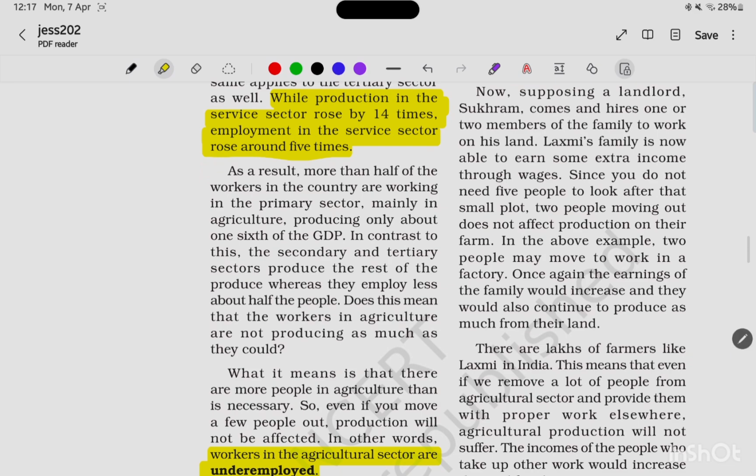Now, suppose the landlord Sukharam comes to hire 1 or 2 members of the family to work on his land. Lakshmi's family is now able to earn some extra income through wages. Since you do not need 5 people to look after that small plot, 2 people moving out does not affect production on their farm. In the above example, 2 people may move to work in a factory. Once again, the earning of the family would increase, and they would also continue to produce as much from their land.